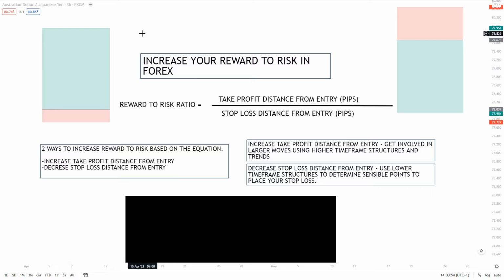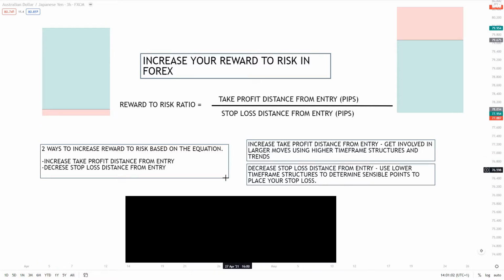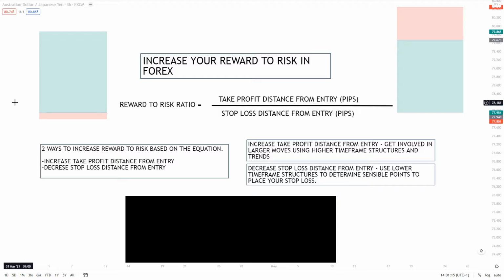So to still have your stop loss in a sensible place and actually minimize the size of your stop loss, you're going to have to basically enter on the lower time frames. So you need to be looking at going down to lower time frames so that you can find a point which is sensible to put your stop loss at, which is smaller than the sensible point would be on the higher time frames.